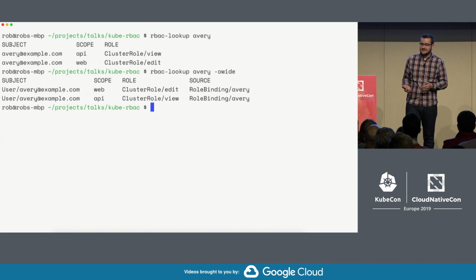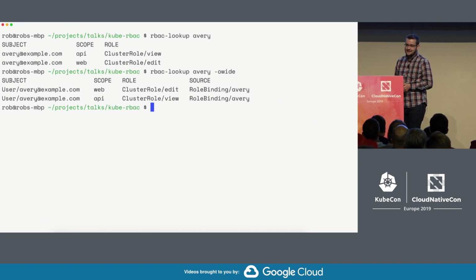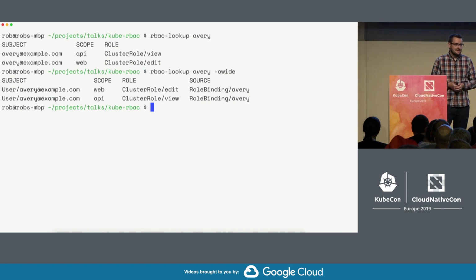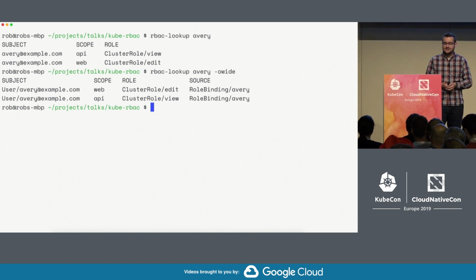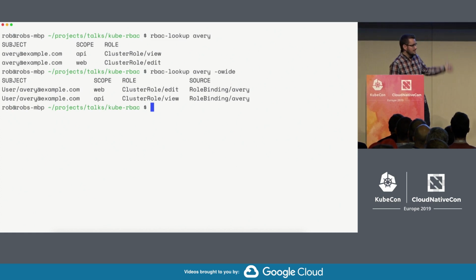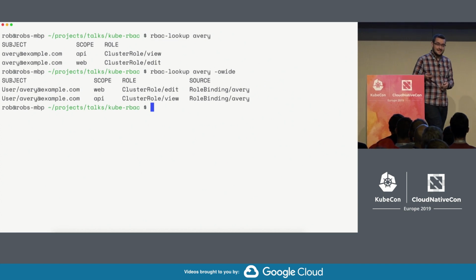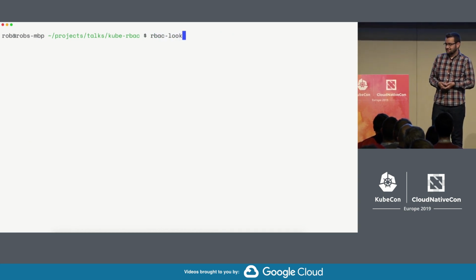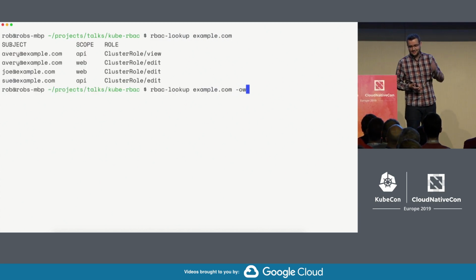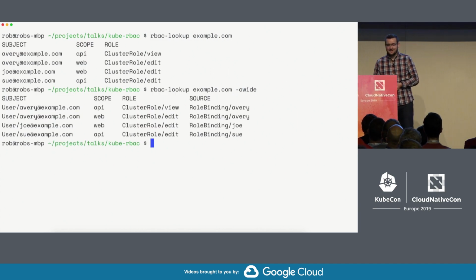Well, that's all well and good, but sometimes you want to look a little bit wider. So RBAC Lookup matches any pattern, and one pattern that we've seen a lot for usernames is email addresses. So in this case, all our usernames have @example.com. So we're just going to change that around and do RBAC Lookup example.com, and we're going to get everyone in our organization, all 3 people, that have access to our cluster.